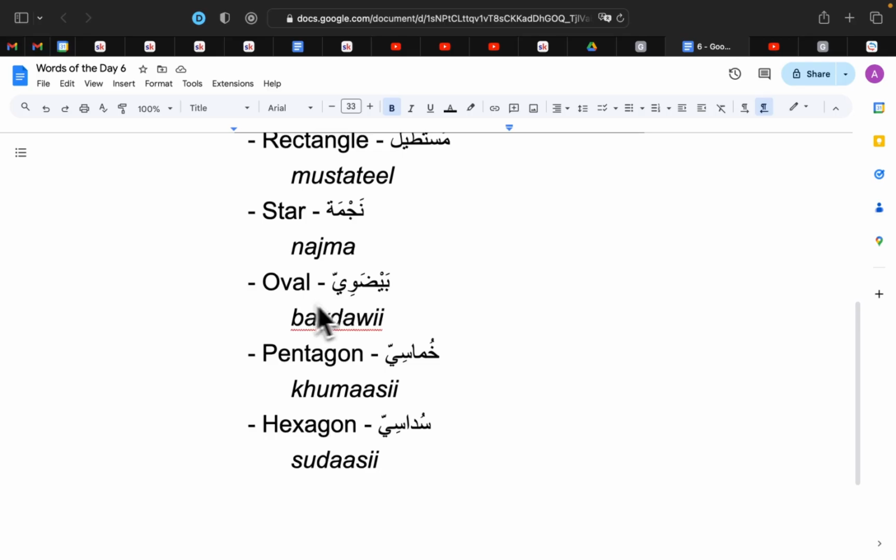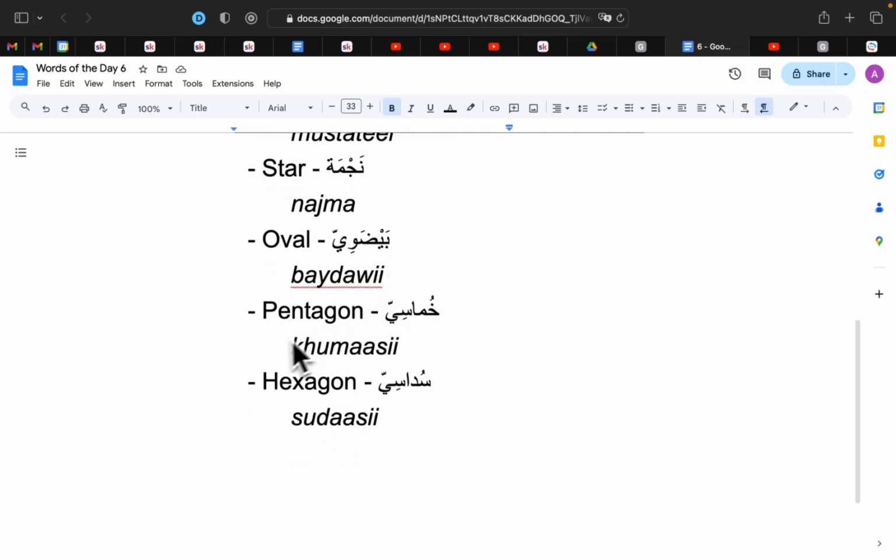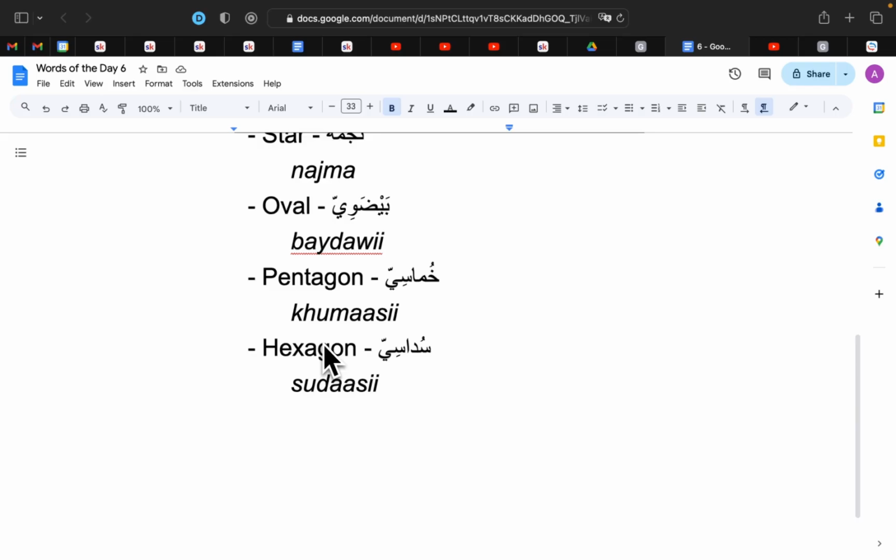Oval, baydawii, comes from bayda, which is an egg. Pentagon, khumaasii, comes from the number 5 for its 5 sides. Hexagon, similarly, is sudaasii, comes from the number 6 for its 6 sides.